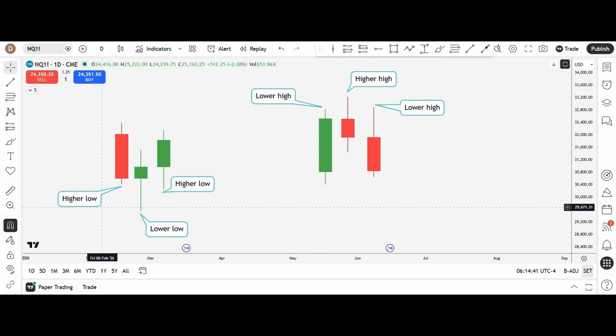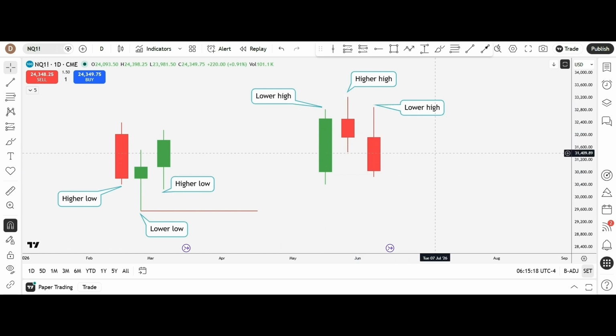As you can see here on the left side, we have this candle here with a lower low, and to the left and to the right of this candle, we have higher lows. This point over here is called a swing low. So a swing low is that point, that candle, which is surrounded to the left and to the right by higher lows.